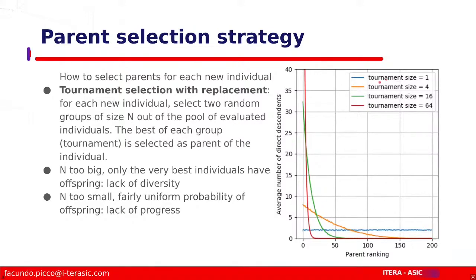On the other end, we have tournament sizes of 1 or 4. 1 is actually a degeneration, in which we have a much more uniform probability for all the individuals, independently of whether they are very good or not so good, of propagating their genes to new generations. And that basically has a lack of progress, because the driving force to select good individuals is too weak, and then the algorithm takes too long to find good candidates.